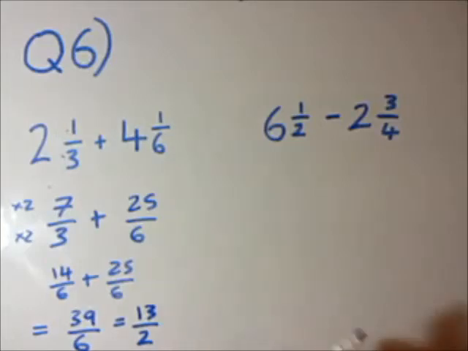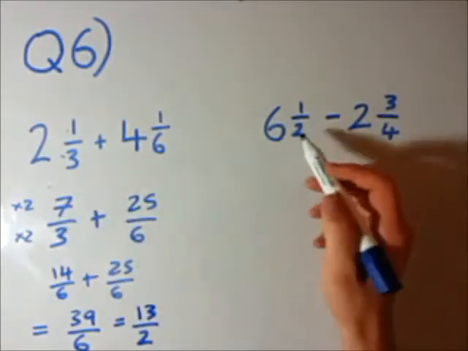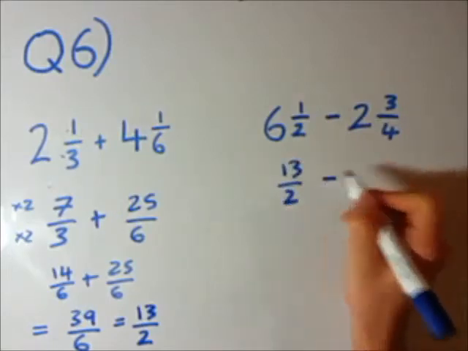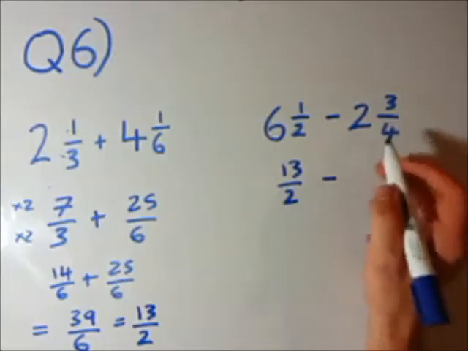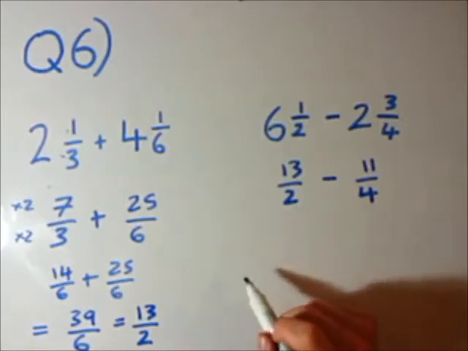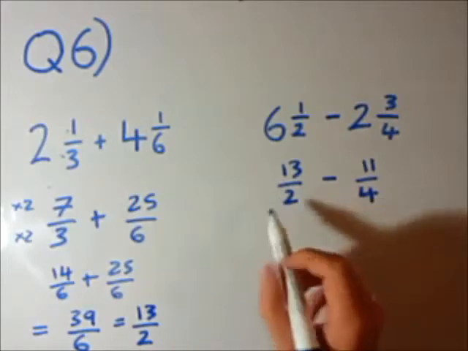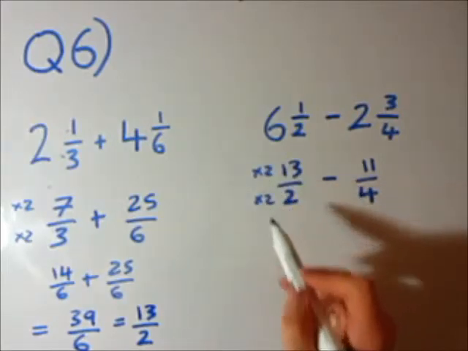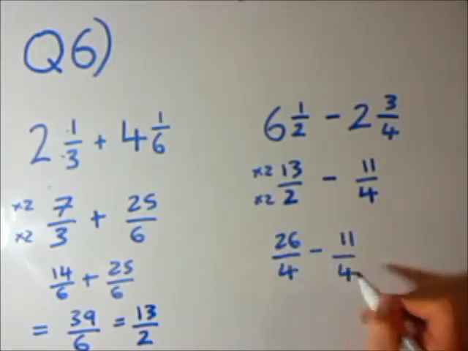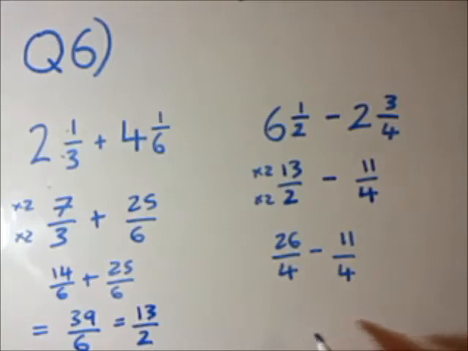Let's go to the second example now to really reiterate this. So I need to turn these into just fraction form. 2 times 6 is 12, plus 1 is 13. Minus 4 times 2 is 8, plus 3 is 11. Now I have to go ahead and make these denominators the same. Well, 2 goes into 4 and 4 goes into 4, so I'm just going to times this one by 2, top and bottom. So it'll be 26 over 4 minus 11 over 4. Now the denominators are the same, that's great. I can go ahead and subtract the top. 26 minus 11 is 15.